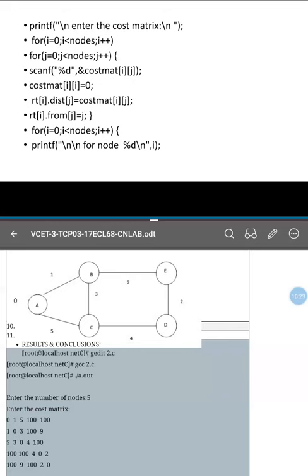Instead of drawing the figure, we write the cost matrix with the same values. So A to A, A to B. A is considered the 0th node, then B is 1, C is 2, D is 3, E is 4. With respect to I values and J values, this table is updated. First is 0, A to B is 1, then A to C is 5, A to D and A to E are not reachable, so 100, 100. In that way, the full table is written.